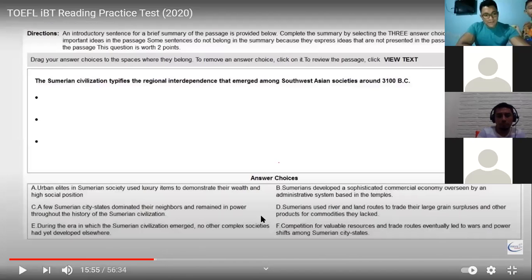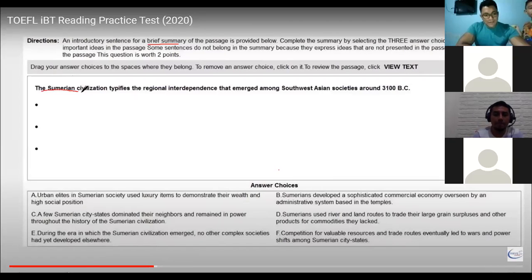And question number 10, what type of question is this one? Remember? Summary question. Summary question, very good, excellent. Good job, right? So summary question, remember they're gonna give me a summary, right? Aquí está el summary, they're giving it to me. But I might have to go back and view the text.